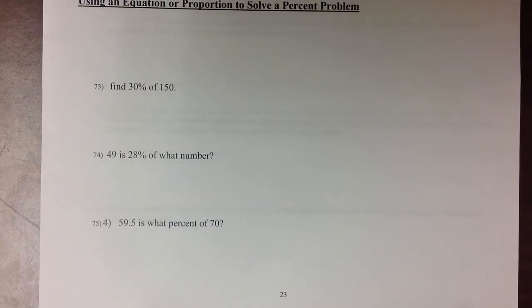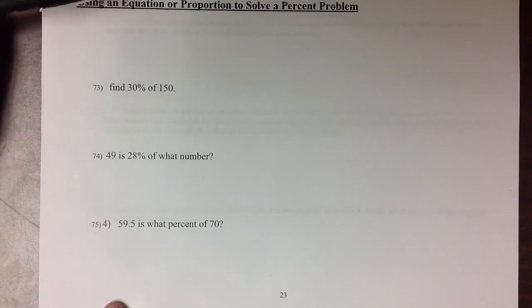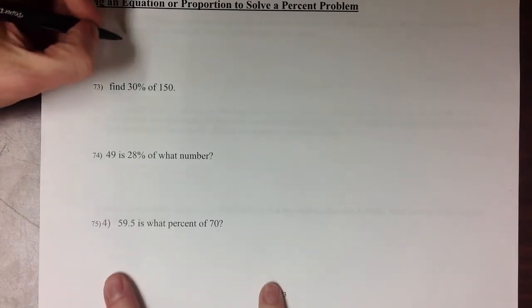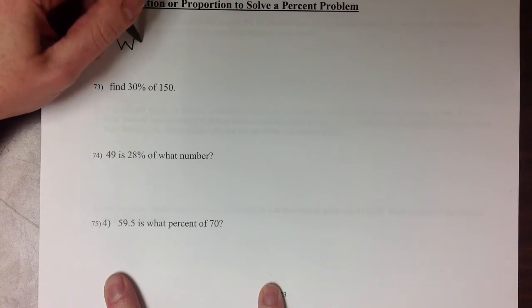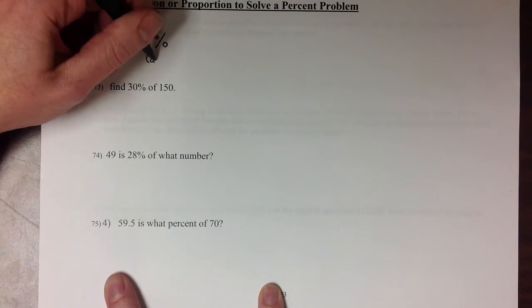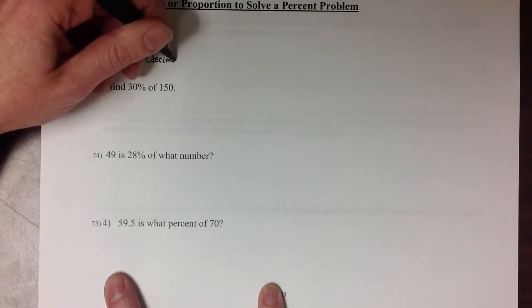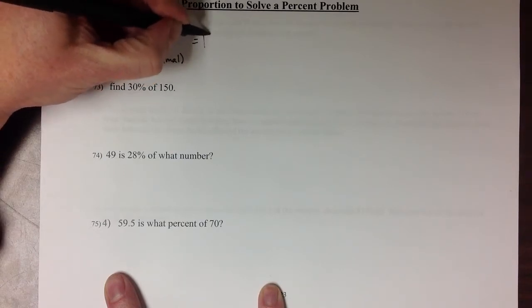Now let's work some problems that use percents. We've got two different choices for this. We can use the percent equation, which says if you take the whole amount that you're starting with and multiply it by the percent in decimal form, that will give you the part.